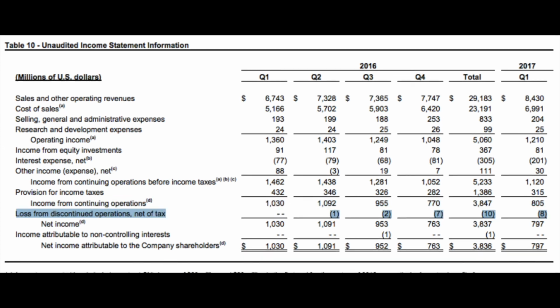So loss from discontinued operations net of tax, I think, is just the losses that they took that they weren't able to use for tax deductions and things like that. So this is relatively small on their balance sheet, so it's not having a very large effect on their income, but this is just taken out of the income from continuing operations and then used to find the net income.